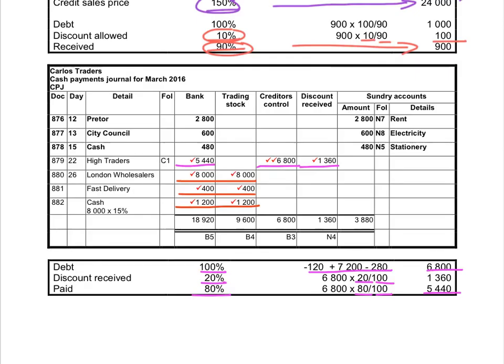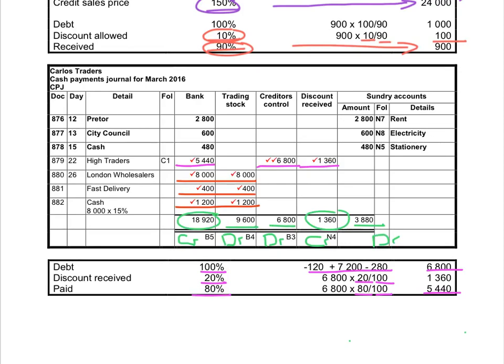Cash payments journal will be added. The bank will be credited because we reduced the money in the bank. Trading stock will be debited to indicate that the assets increase. Creditors control will be debited to indicate that we pay creditors and we owe less money to the liabilities. Discount will be credited because it's an income, and all the expenses that we paid will be debited.